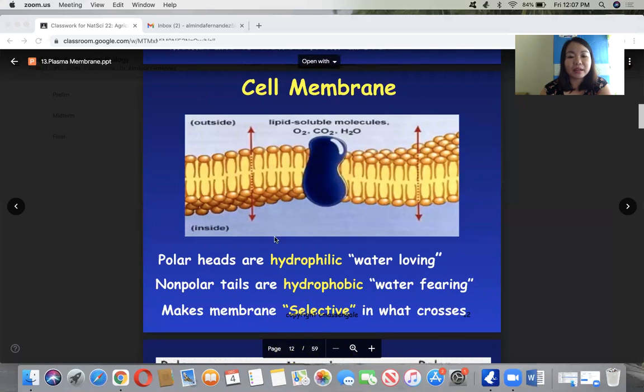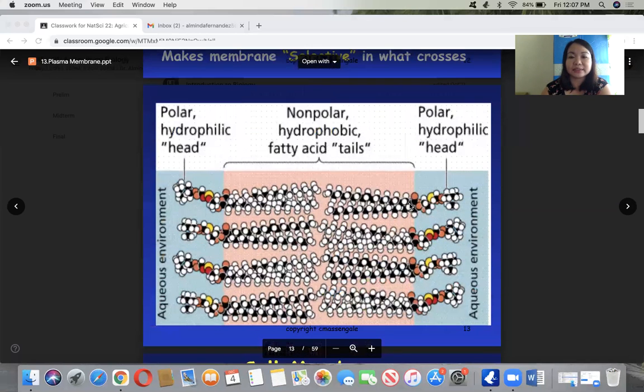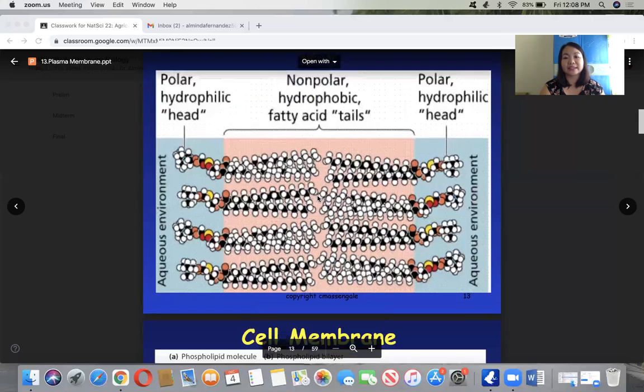The cell membrane has polar heads, which are hydrophilic or water-loving, while its tails are non-polar, hydrophobic, or water-fearing. So it makes the membrane selective in what actually crosses in and out of the cells. These are the aqueous environments, and the polar heads are hydrophilic while the non-polar fatty acid tails are hydrophobic. So only water enters the hydrophilic side and not the hydrophobic fatty acid tails.